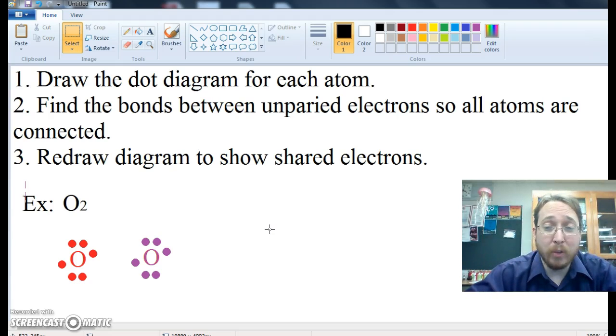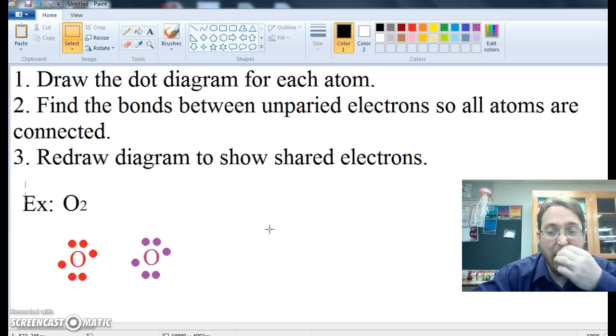But it is possible for atoms to share 2 or 3 pairs of electrons to make double bonds or triple bonds, where they're actually sharing more than 2 electrons at a time. So what is that? How does that work? Well, we're going to do some examples of that.